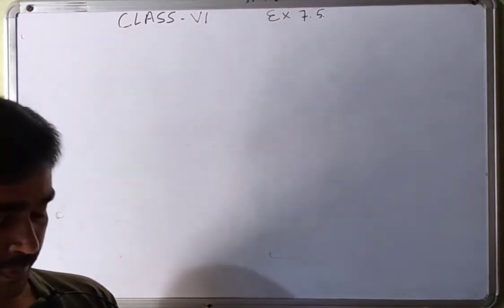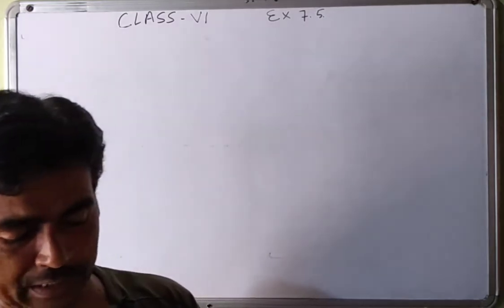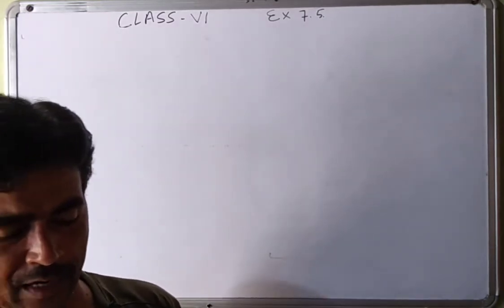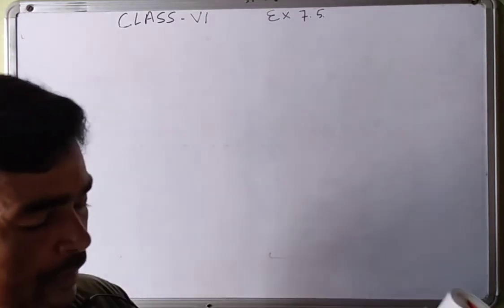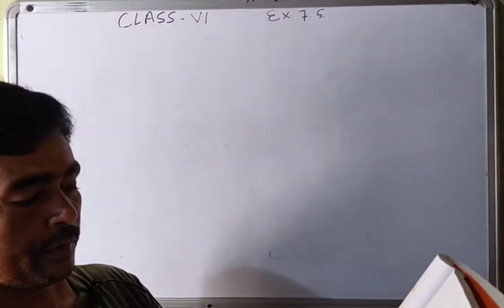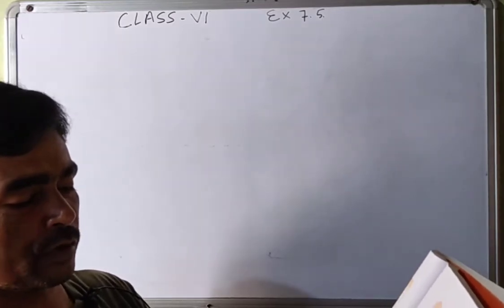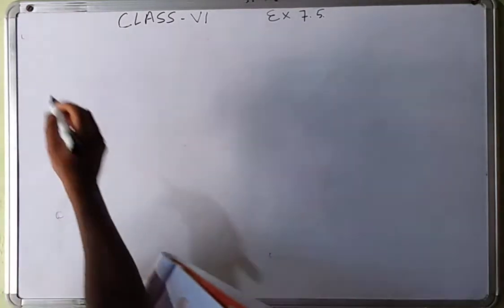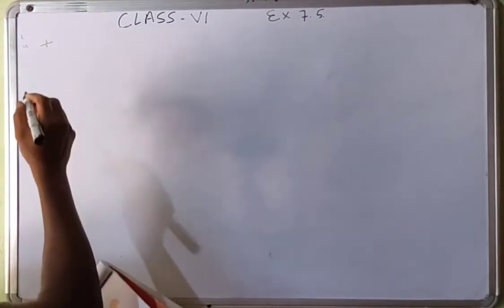Exercise 7.5. The first question is: write these fractions appropriately as addition or subtraction. In the first box you are looking at 1, 2, 3 boxes shaded, and then it is equal to 1, 2, 3. So that will be the A part, that will become plus, right?